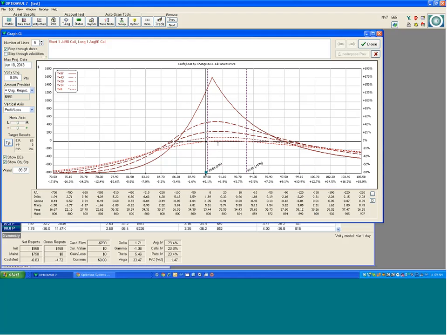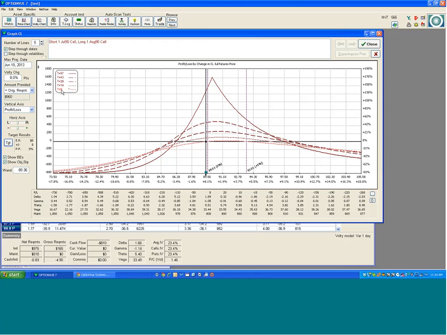In other words, the T plus 0 line is today's line. It tells you how this spread will behave as the market moves to the upside or the downside today. It will also tell us, if I click on the T plus 29 line, how this spread will behave 29 days, essentially 1 month from today. It will tell us how it behaves in terms of profit and loss and in terms of all of the Greek variables.